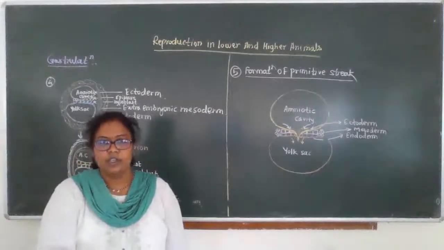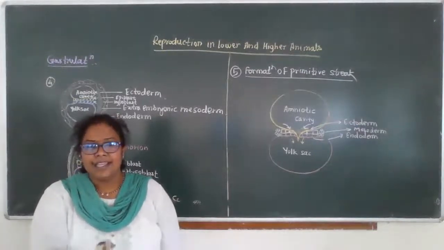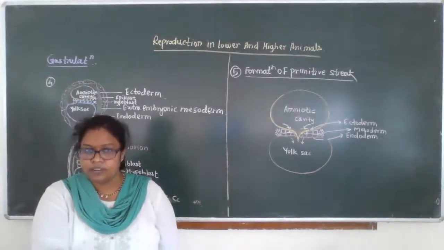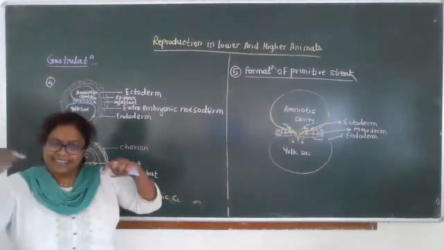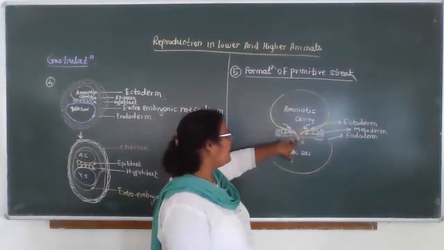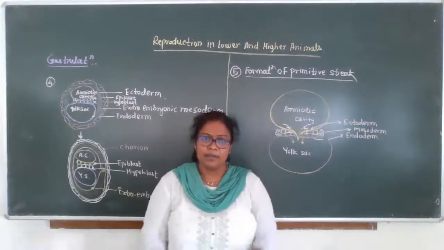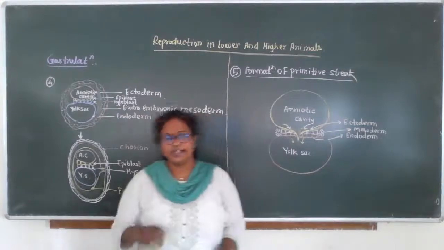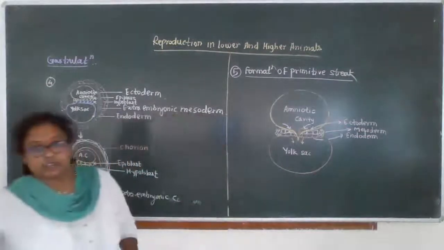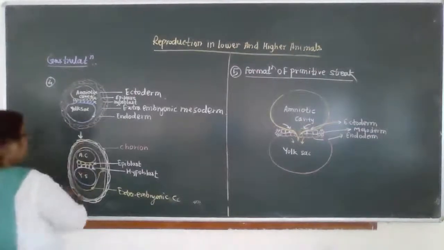The formation of the primitive streak is a characteristic feature of the chordates during embryonic development. In our book, they haven't mentioned in detail how the primitive streak develops. So we will just focus on it: a slight inversion occurs, a deep depression at this site, and these ectodermal, mesodermal and endodermal embryonic germinal cells go inside to form the primitive streak, along with its outer covering. Is this all clear to you?